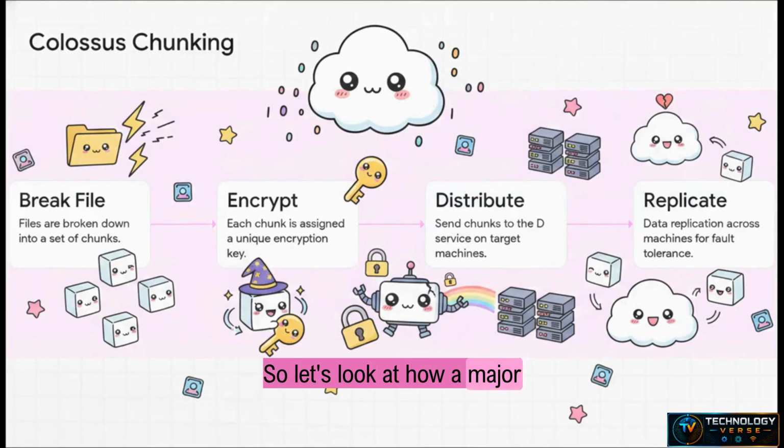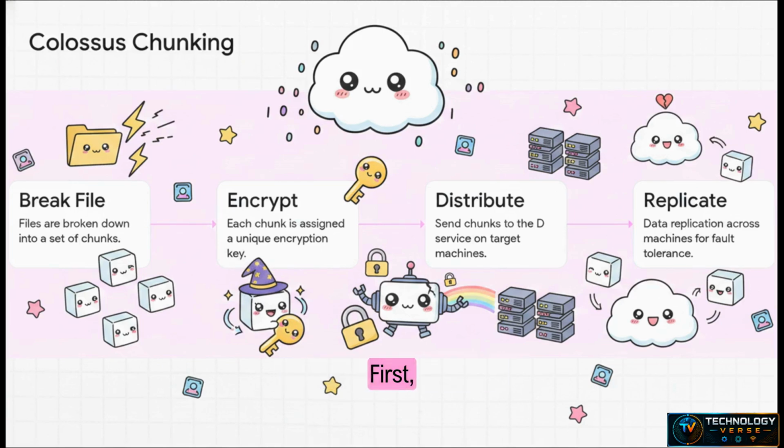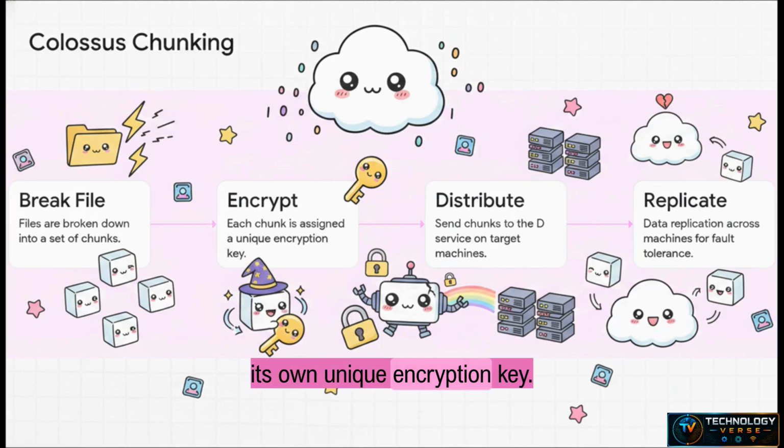So let's look at how a major provider actually handles your data on all that physical hardware. Let's take Google's file system, Colossus, for example. When you upload a file, Google doesn't just drop it onto one single hard drive. No way. They do this fascinating multi-step dance. First, your file gets broken down into smaller chunks. Second, to lock things down securely, each chunk gets assigned its own unique encryption key. Third, these chunks get distributed across completely different machines using a service called D, which basically manages access to each machine's disk capacity. And finally, they replicate those chunks across different clusters.